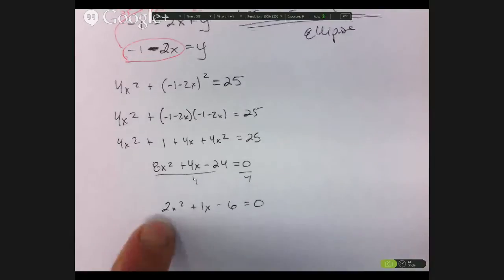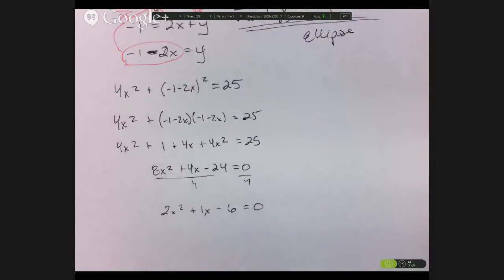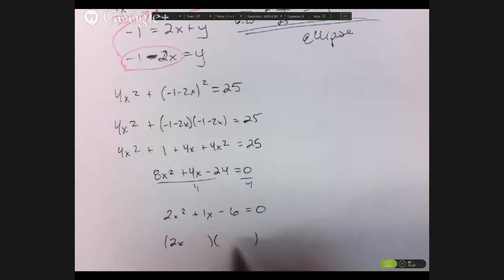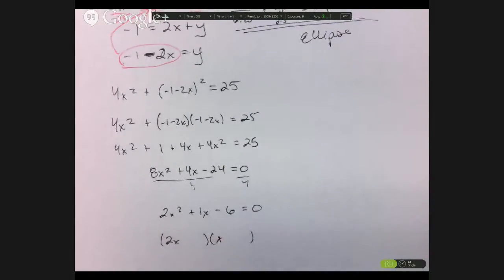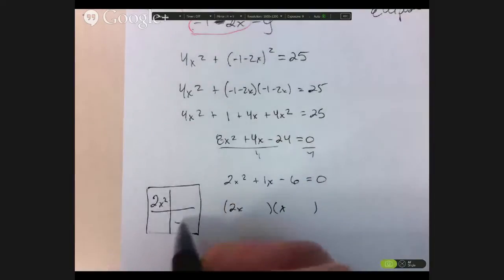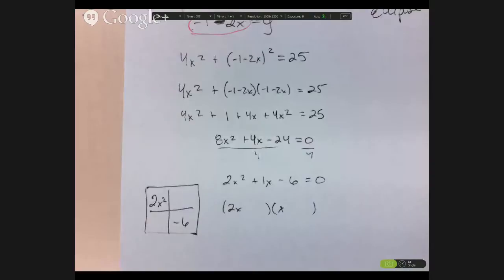Keep in mind there's a 2 here, so it's not just multiply and add. Remember the Punnett square? We have to find 2 numbers that add up to 1 that also multiply to give you -6. Yeah, let's try it.